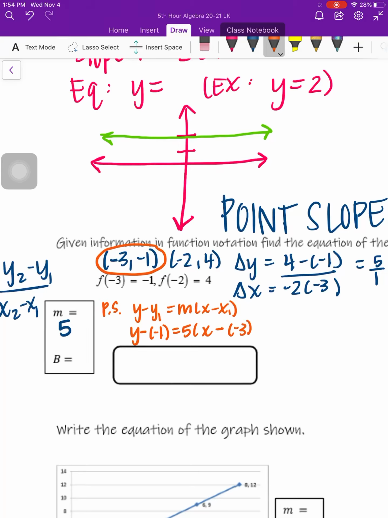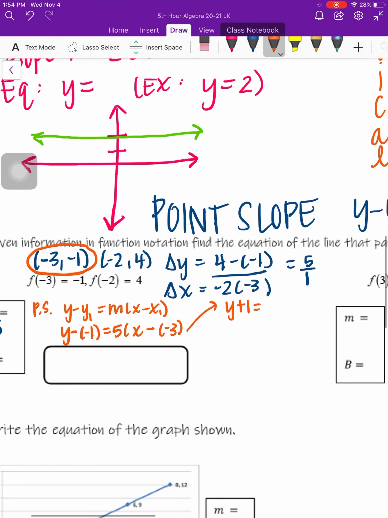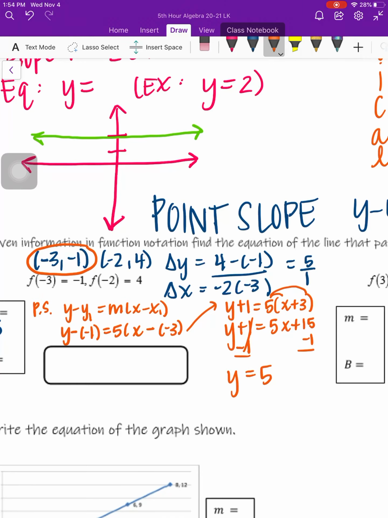And now we're going to start to simplify. I'm going to move my work up here a little bit. Y plus 1 equals 5 times x plus 3. Okay, now we need to distribute. Y plus 1 equals 5x plus 15. And we're almost in slope-intercept form. We just have to get rid of this plus 1 next to the y, so we need to use our inverse operations. And that's y equals 5x plus 14.